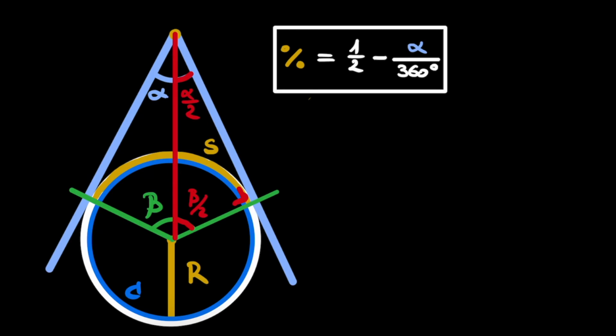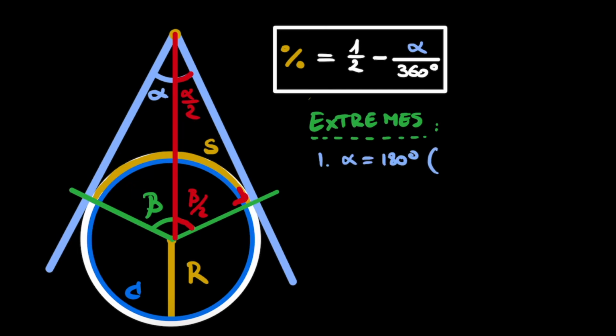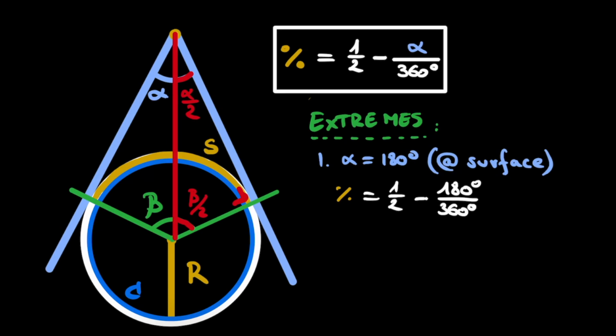And as a last check, we can see if our mathematical formula that we found is in correspondence with our initial intuition. Therefore, we are going to look at some extremes. First, alpha is equal to 180 degrees. When we see that this is exactly at the surface of our circle, we find that the proportion is equal to 1/2 minus 180 degrees divided by 360 degrees, which is 1/2 minus 1/2, which is exactly 0.